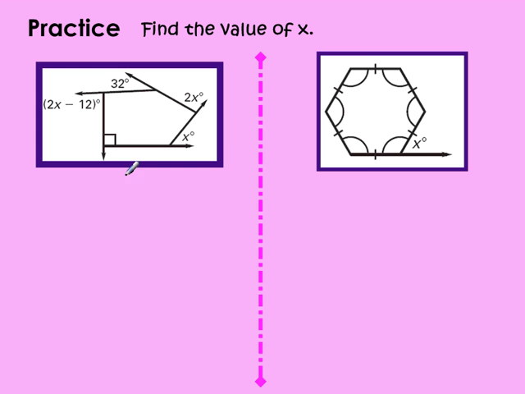Let's try some practice. So here, instead of having to calculate the sum of the exterior angles, we already know that all of these are going to add up to 360 degrees. So we can say 2x minus 12 plus 90, since this one is 90 degrees because they have to be supplementary since they're a linear pair. So plus 90 plus x plus 2x plus 32 is equal to 360 degrees.